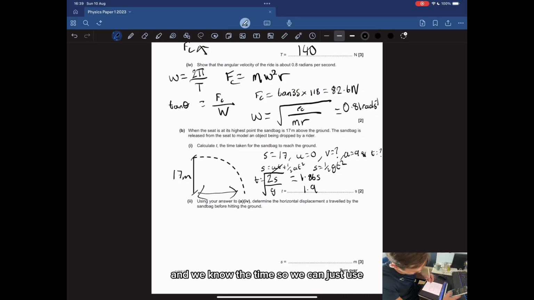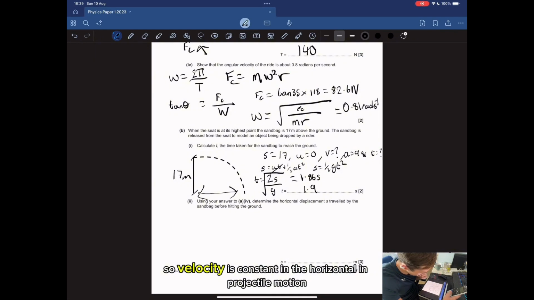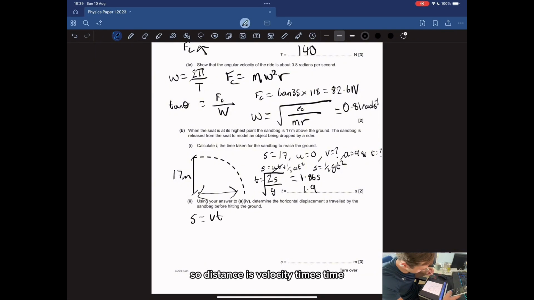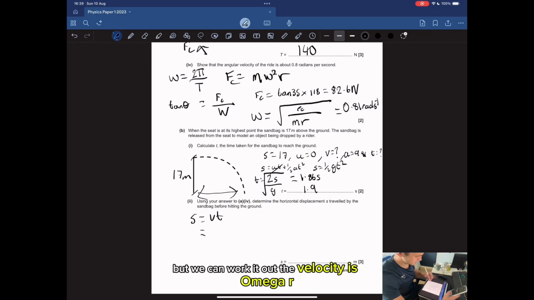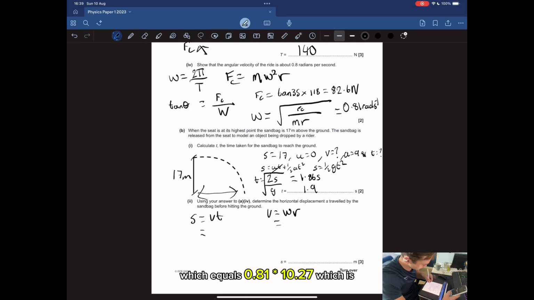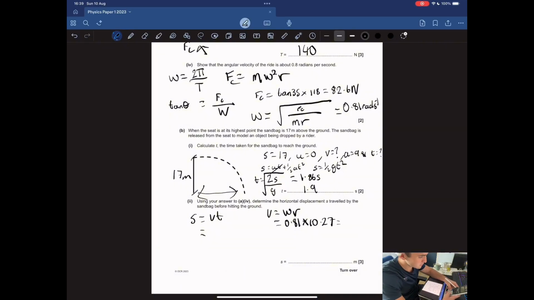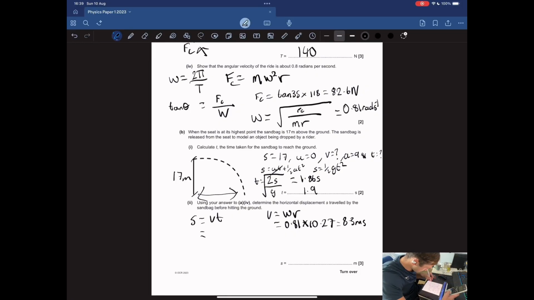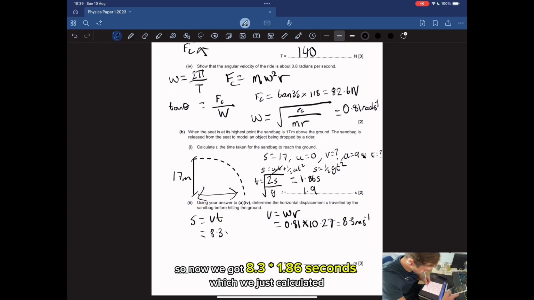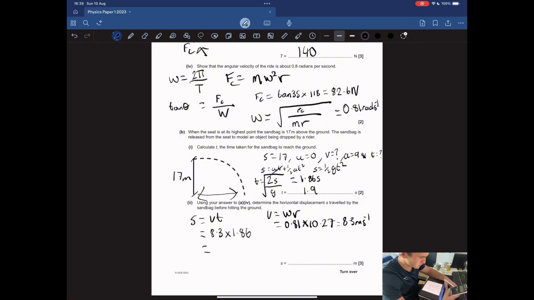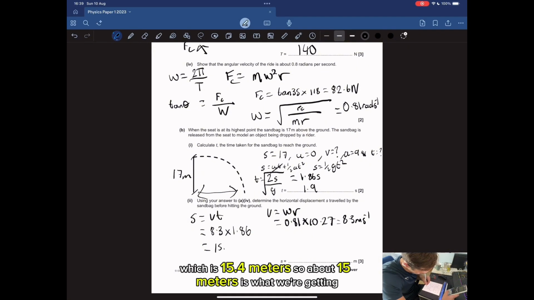And we know the time, so velocity is constant in the horizontal in projectile motion. So just use distance is velocity times time. The velocity we don't know, but we can work it out, because velocity is omega r, which equals 0.81 times 10.27, which is 8.3. So now we've got 8.3 times 1.86 seconds, which we just calculated, which is 15.4 meters. So about 15 meters is what we're getting.